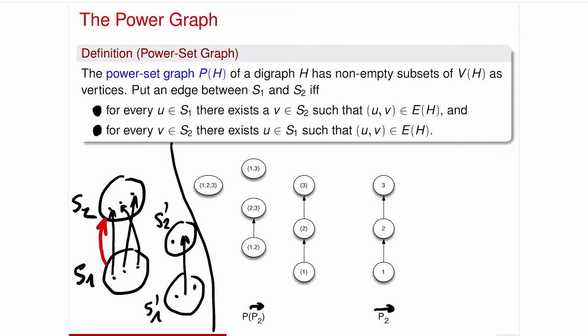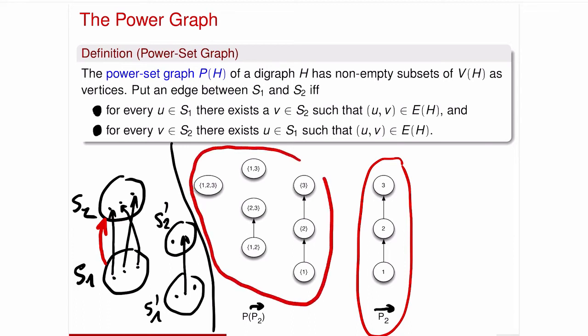So let's really look at a concrete example. We have here P2. P2 has 3 vertices, so there are 7, 8 minus 1, non-empty subsets of 1, 2, 3. I've drawn them here. Now let's look at an example. Here I have the set 1, 2, and here I have the set 2, 3. There's an edge from 1 to 2 and an edge from 2 to 3. So in the Powerset graph, I would put an edge between 1, 2 and 2, 3.